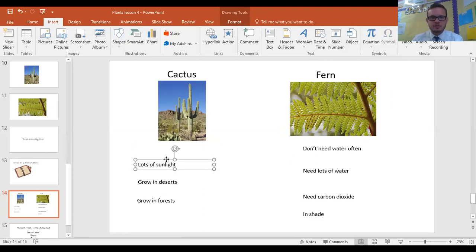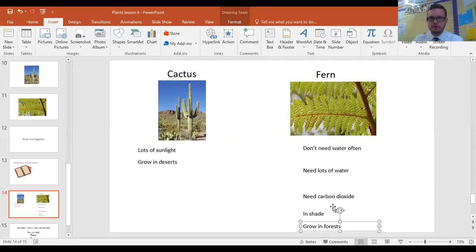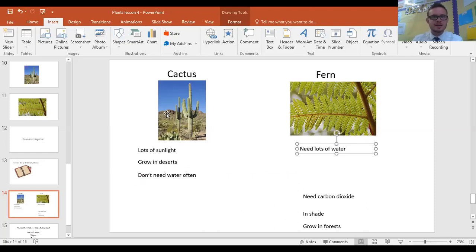Does a cactus need lots of sunlight? Yes. Does it grow in a desert? Yes. So I'm going to move that underneath the cactus. Does it grow in a forest? Well, no, I can't see any forests around that picture of the cactus, and my cactus hasn't got a forest around it, so we're going to move that over here underneath fern. Now, does a fern need water often? Yes. So when I say don't need water often, that's going to go under the cactus. Does a fern need lots of water? Yes. Does a cactus? No. So this goes under the fern.